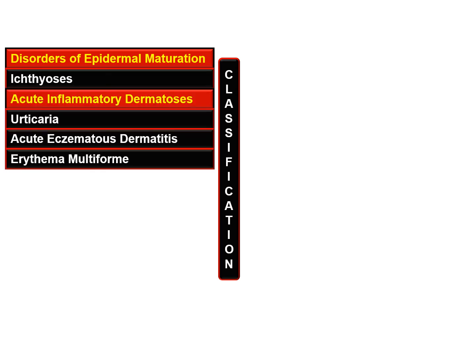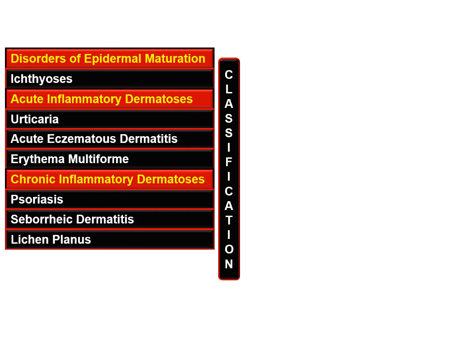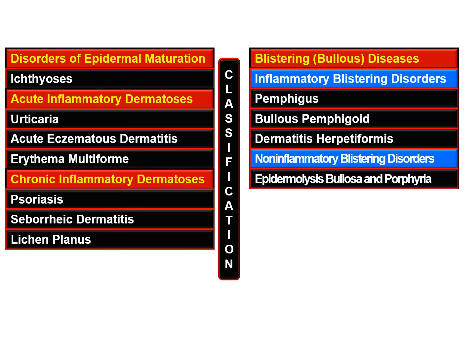Another way to classify dermatosis is on the basis of pathologic process. One is the disorder of epidermal maturation, and that includes ichthyosis. Another process is acute inflammatory dermatosis, that includes urticaria, acute eczematous dermatitis, and erythema multiforme. Then chronic inflammatory dermatosis includes psoriasis, seborrheic dermatitis, and lichen planus.